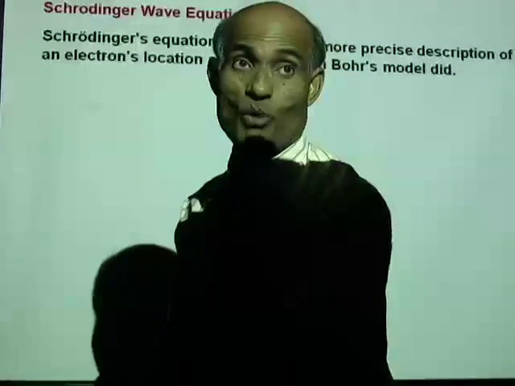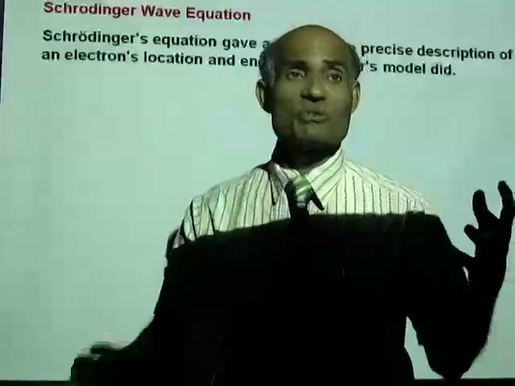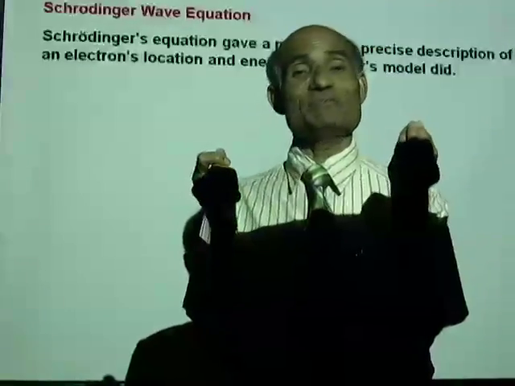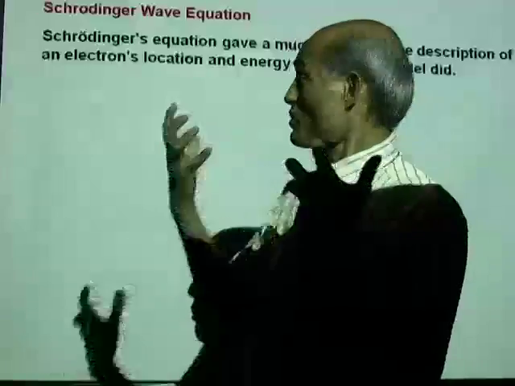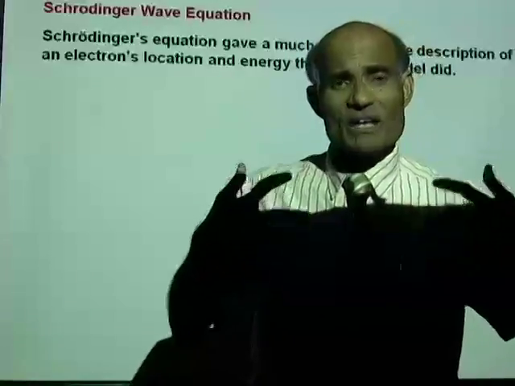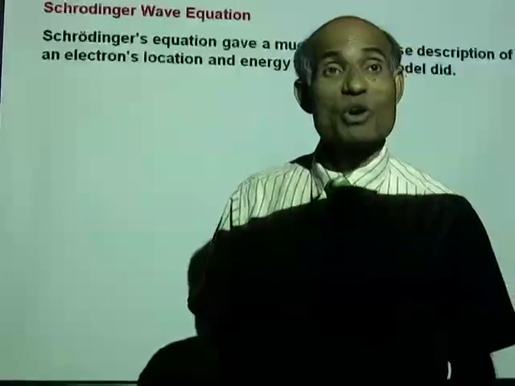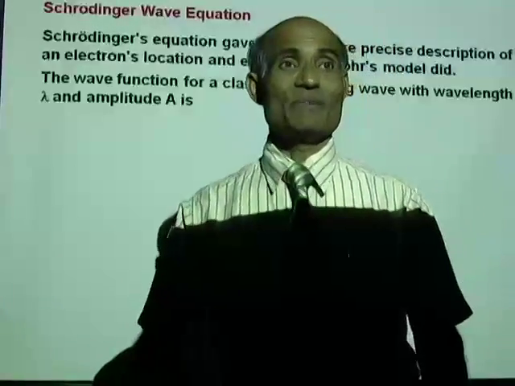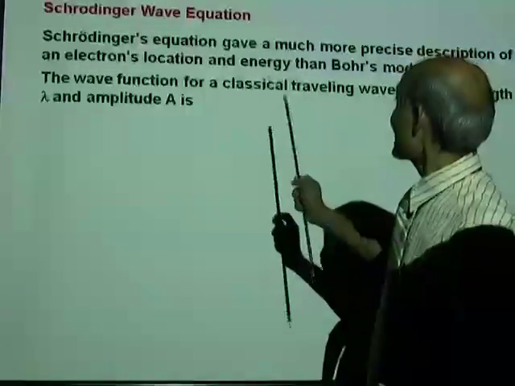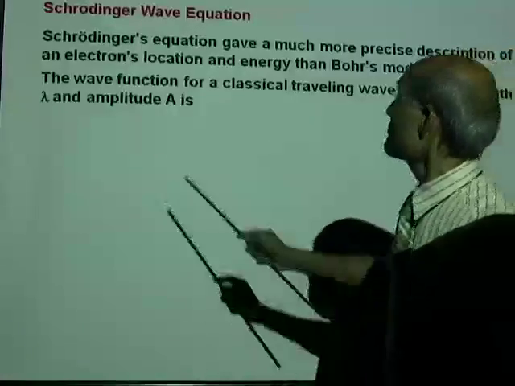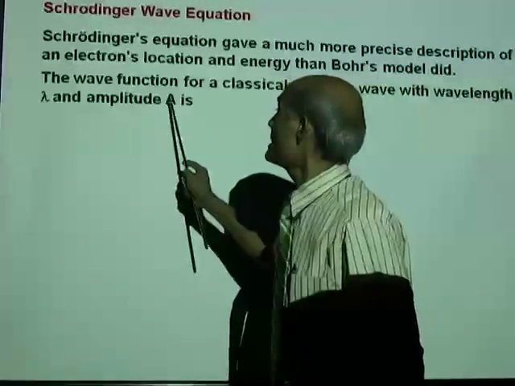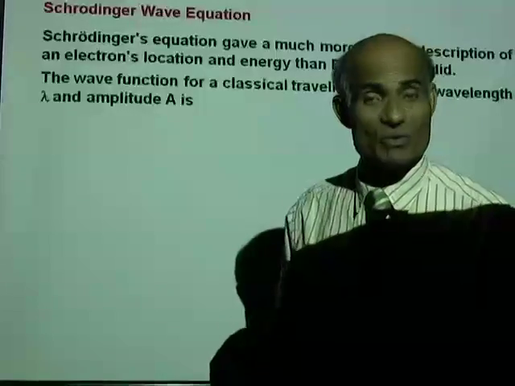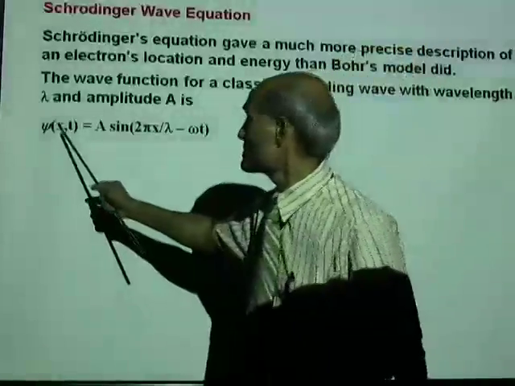Well, remember, Bohr's model did not give you a clear idea beyond the hydrogen atom. It is the Schrödinger equation that came in and described it in much more detail using the quantum model. Now, the wave function for a classical wave traveling with a wavelength lambda and amplitude a, the classical wave that we have discussed earlier, is this.